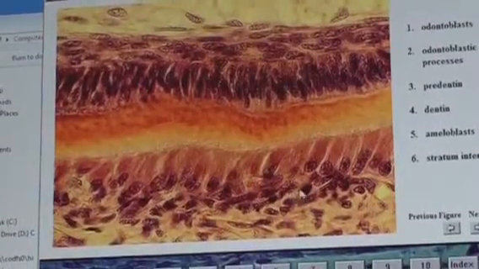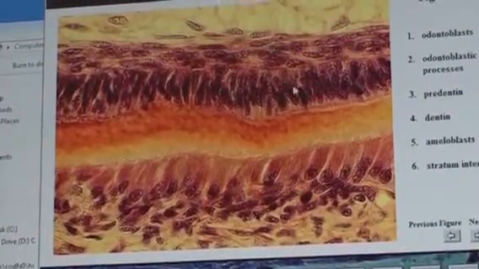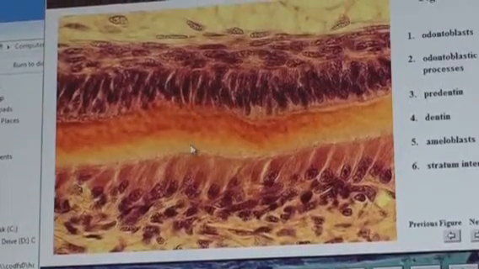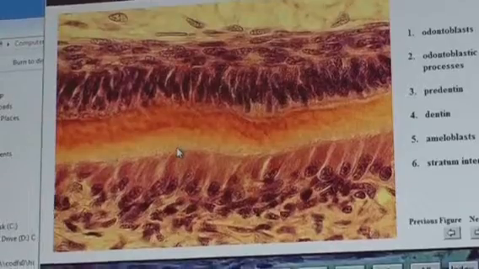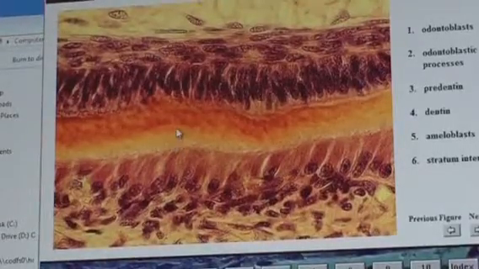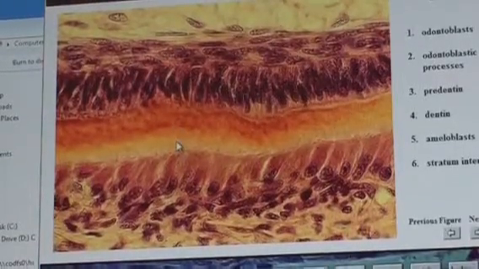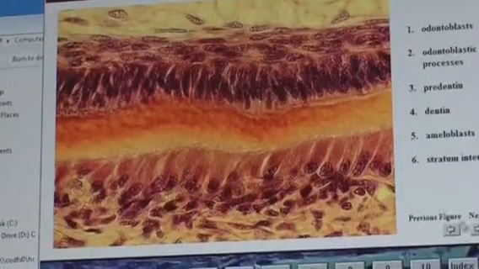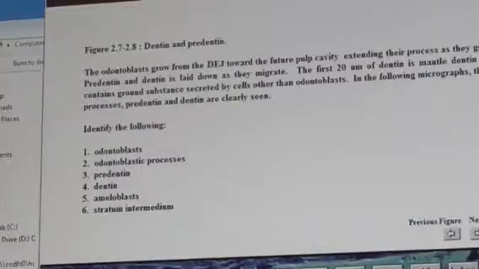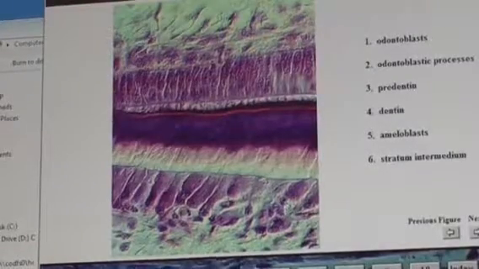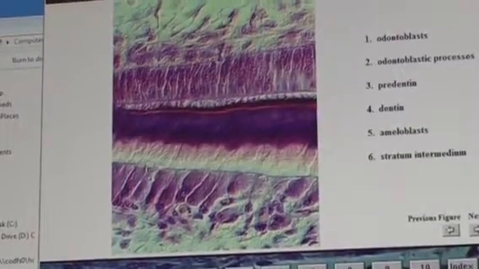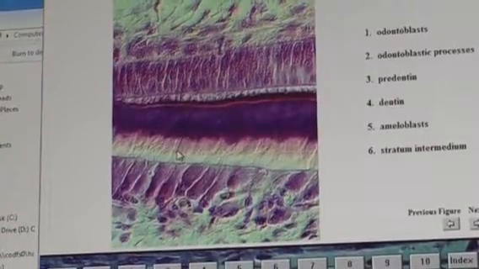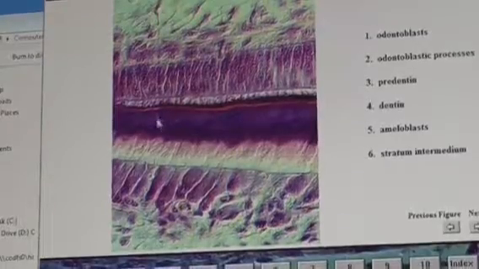Okay, a little bit different staining. There's the stratum intermedium, there are the ameloblasts, there is dentin, there is predentin, and there is an odontoblastic process sitting in a dentinal tubule, and there are the odontoblasts. Odontoblasts, predentin, you have odontoblastic processes, dentinal tubules, and there is the dentin.